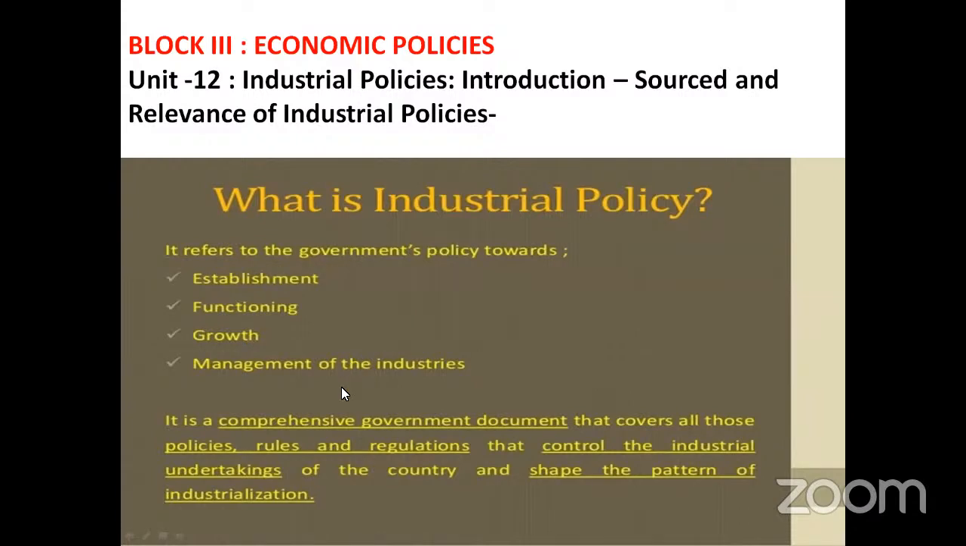It is a comprehensive government document. Industrial policy is a government matter because an individual person cannot start an industry. It is completely a government document, and it covers all the policies: what the policy is, in which year it was started, for what it was started, and the rules and regulations of the policy that control the industrial undertakings of the country. So it gives the shape of the policy and the pattern of industrialization.